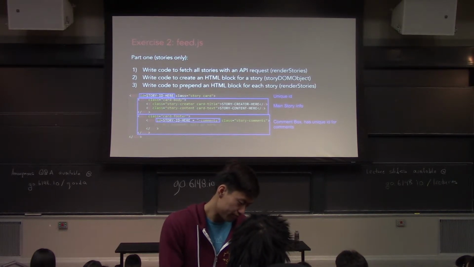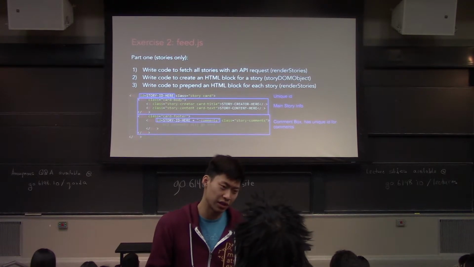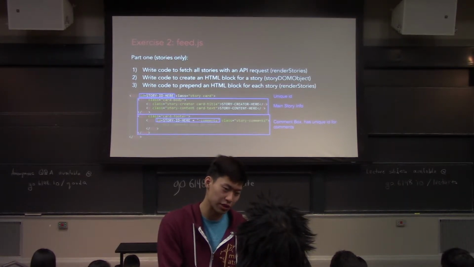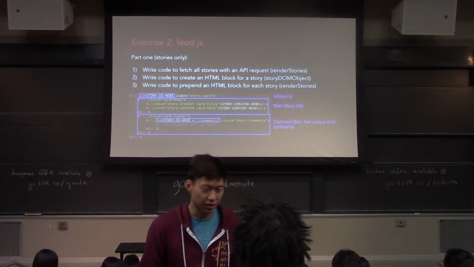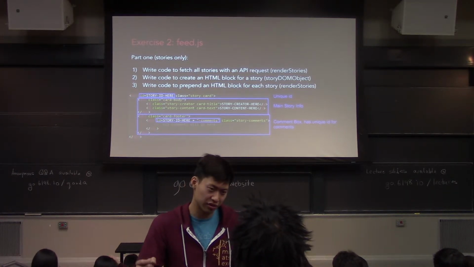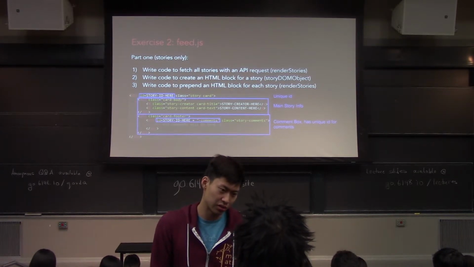Let's say you created HTML elements out of it. And now you need to put it on the page. Where do you put it? Inside of some specific div, right? So you find a div and you call the append child function on it, and you pass in the new HTML element.